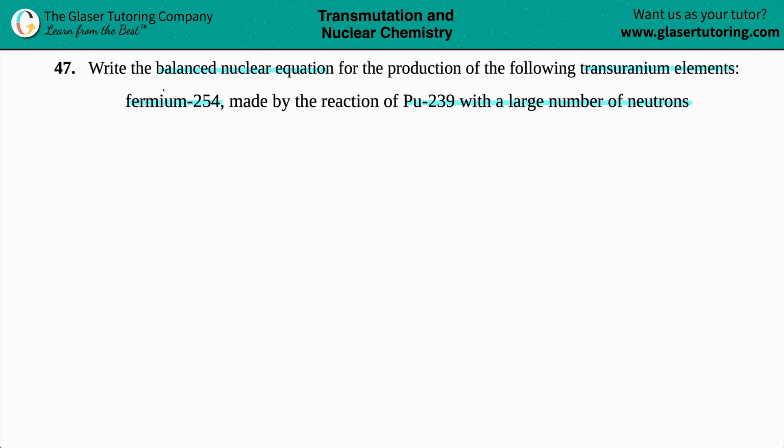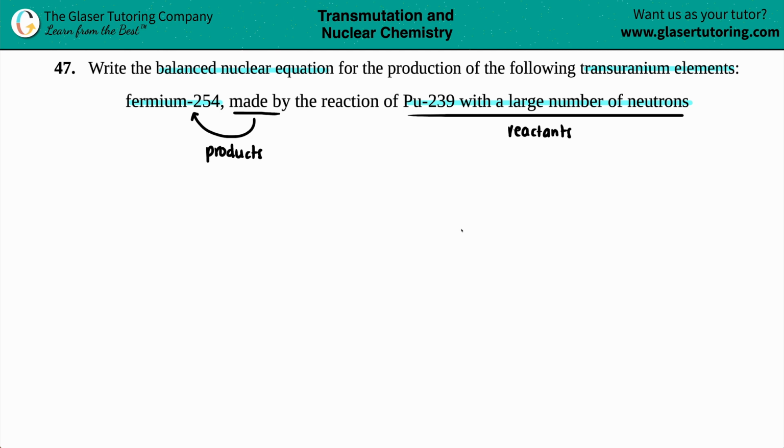Now, they're saying that fermium-254 was made by this reaction, right? So if you're making something, that means that fermium has got to be in the products. And the reaction has to be plutonium, Pu-239 with a ton of neutrons. That's going to be in our reactants.